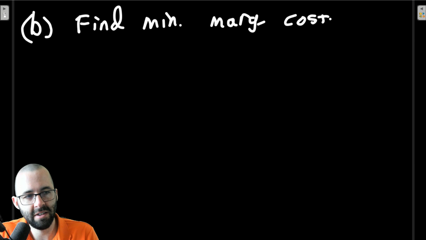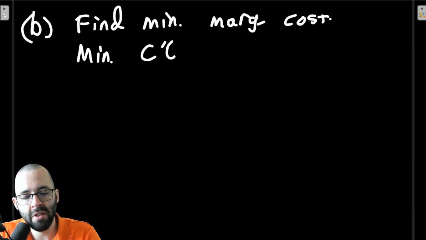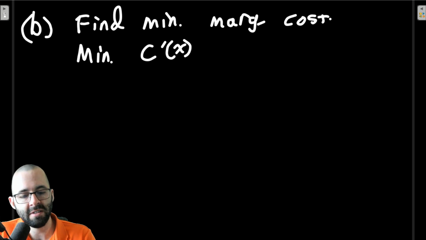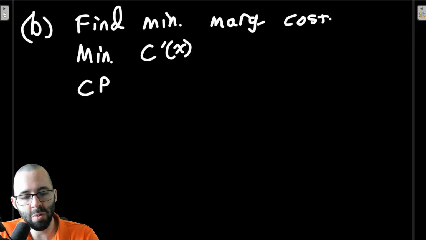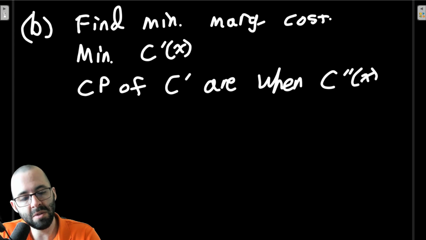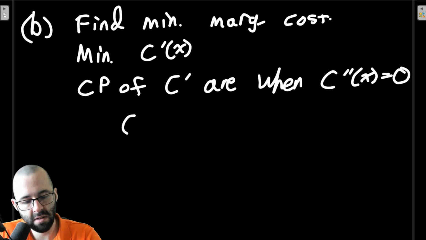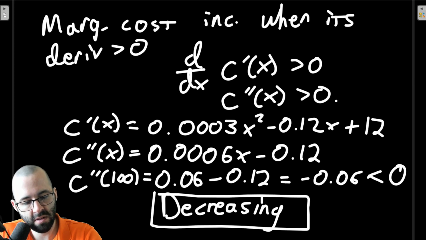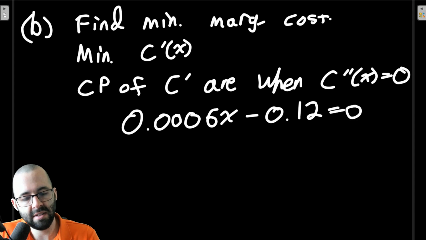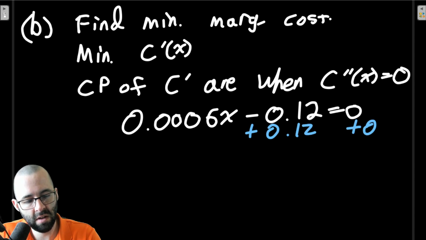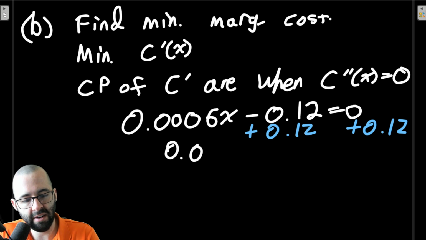So again, be very careful here. We want to minimize the derivative. The minimum occurs at critical points. So critical points of C prime are when its derivative equals 0. Let's copy that down again. That's the second derivative: 0.0006x minus 0.12. We want to know when this is equal to 0. So we'll just add 0.12 to both sides, right? And then divide by that coefficient and get our answer.